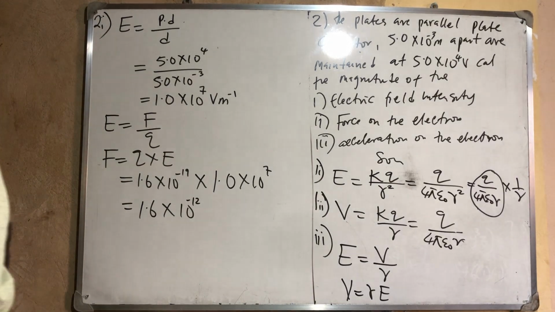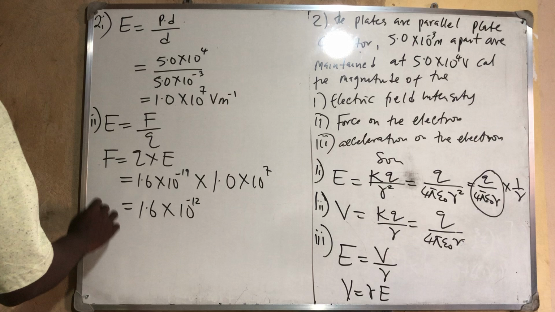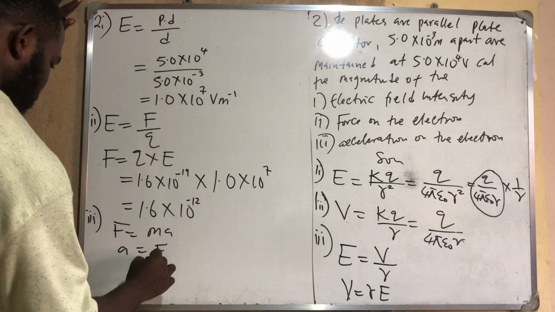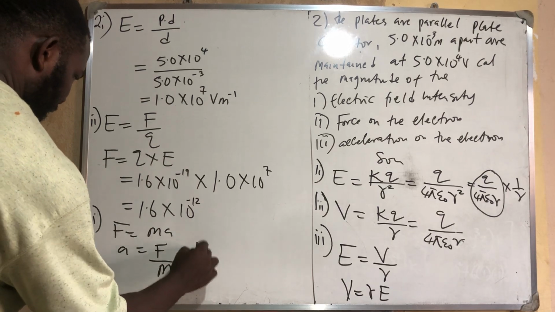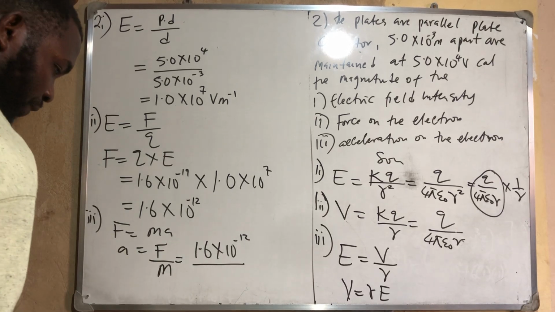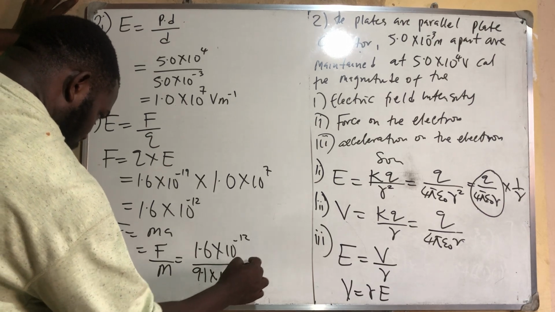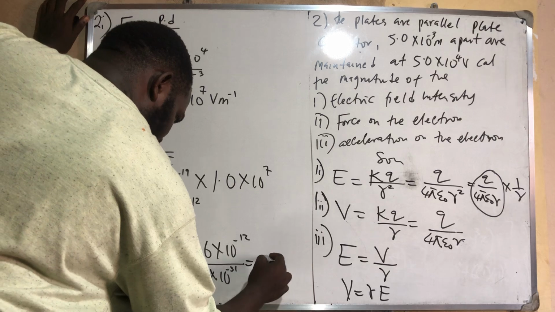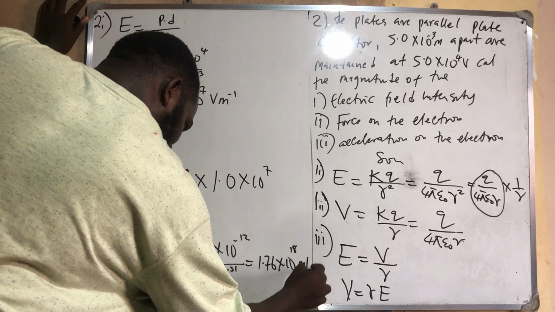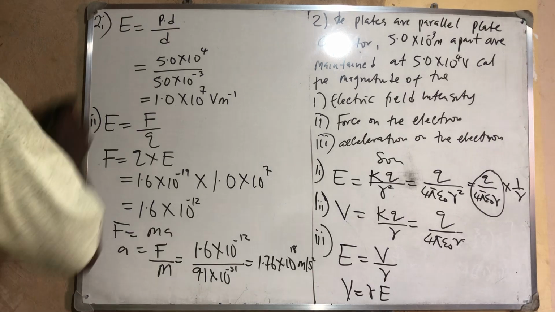The next thing they say we should calculate is the acceleration. This is my II. So for my III, I know that force is equal to MA. Therefore my A is force over M, which is 1.6 times 10 raised to power minus 12 divided by the mass of electron, 9.1 times 10 raised to power minus 31. If you do that, you have 1.76 times 10 raised to power 18 meter per second square. It's a very simple question to calculate.